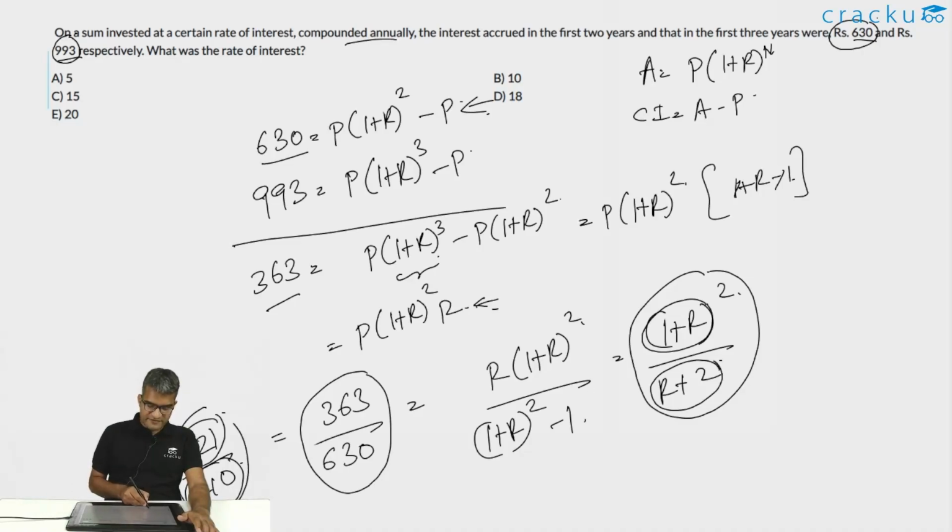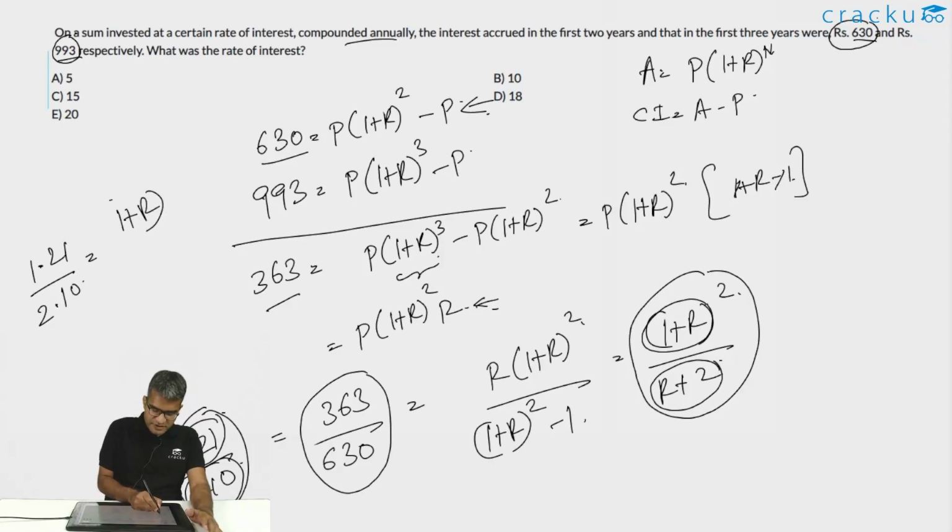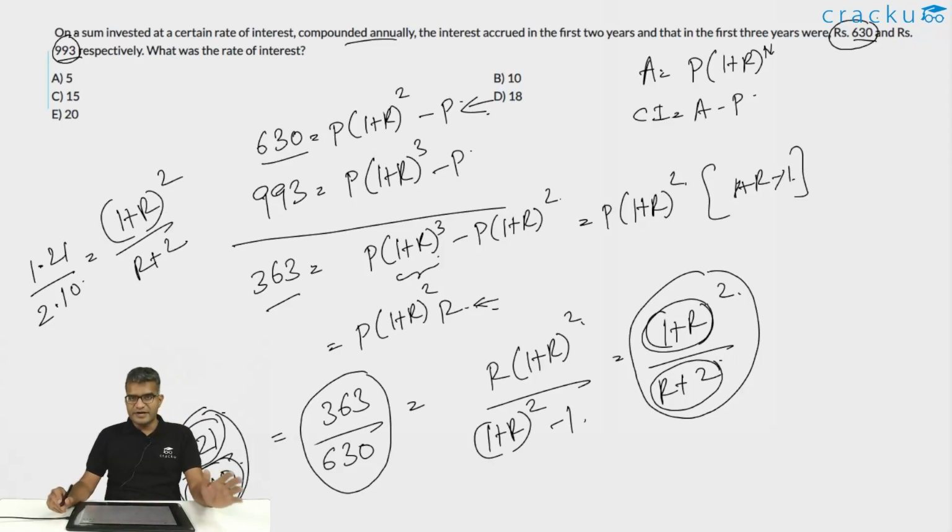This 121 divided by 210 can be simplified to equal 1.21 divided by 2.10. We have just divided the numerator and denominator by 100. This is equal to (1 plus r) whole square divided by r plus 2. When you look at 121 or 1.21, the first thing you should get is that it is the square of 11 or the square of 1.1.